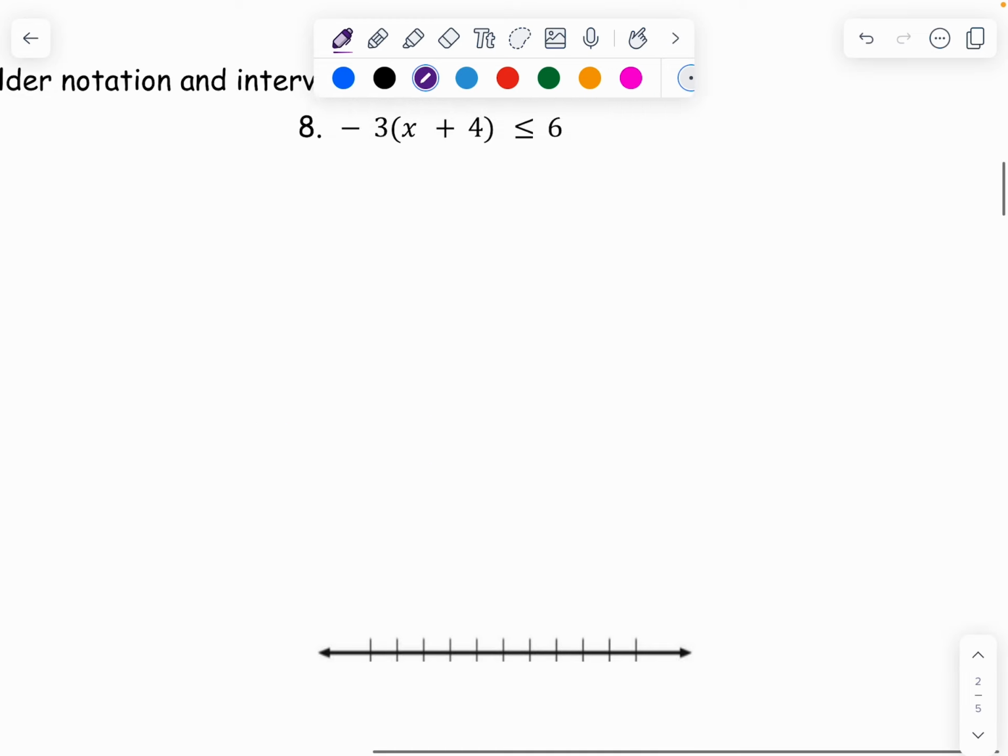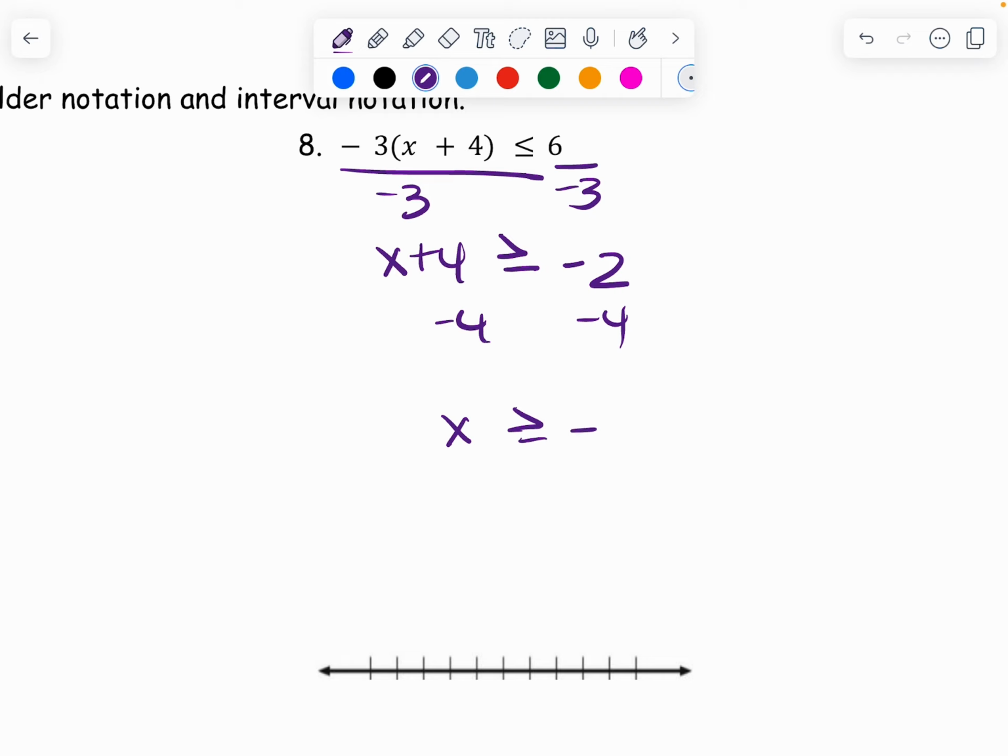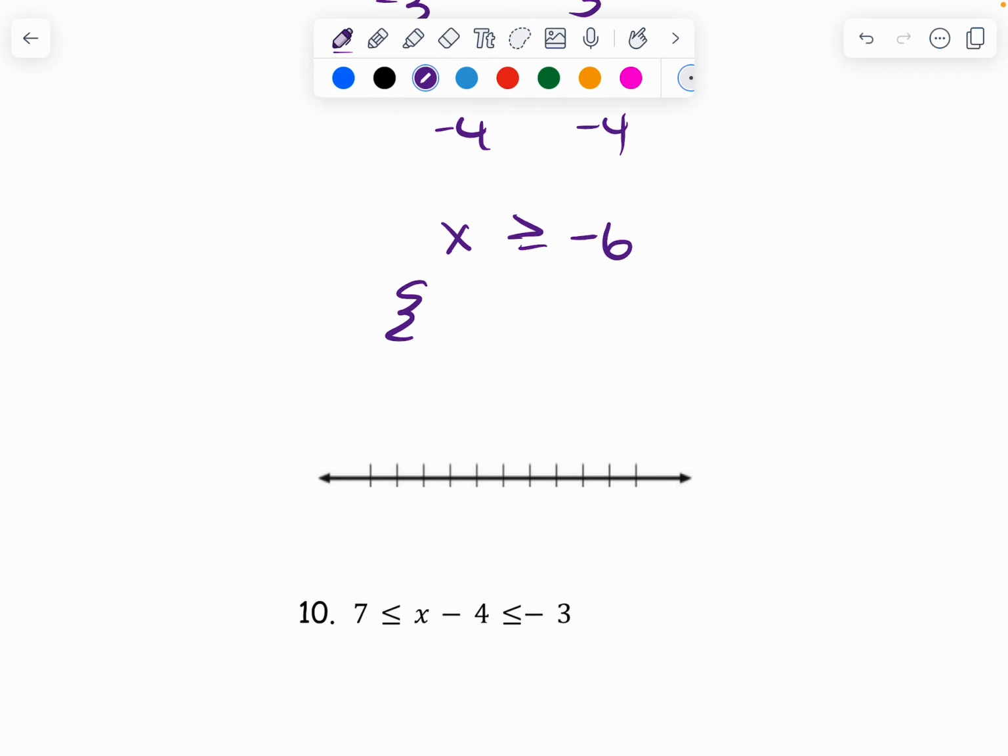Okay, next one. Divide both sides by negative 3. I get x plus 4 is greater than or equal to negative 2. Subtract 4 from both sides, and x is greater than or equal to negative 6. So then that means x such that x is greater than or equal to negative 6.